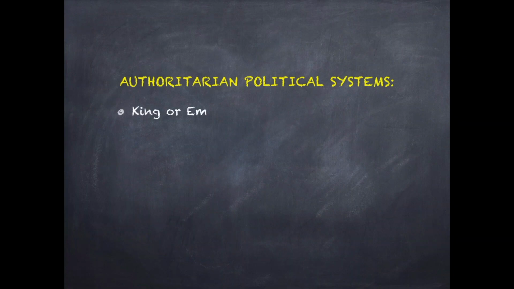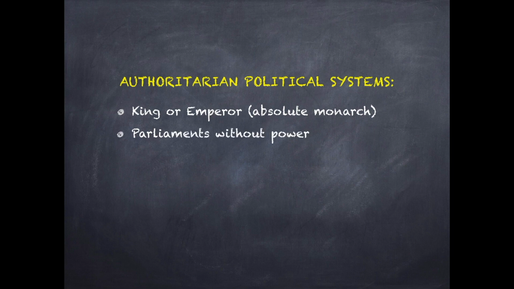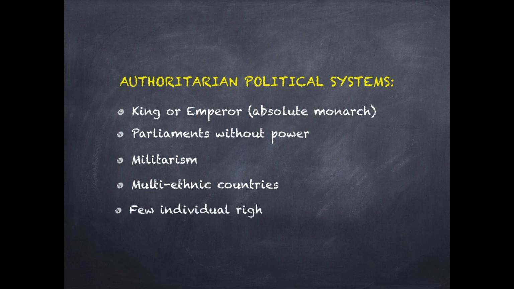The ruler was a king who had all the power. If parliaments existed, they had no power at all. Militarism was usual. These countries used to be multi-ethnic countries, such as the Russian Empire, the Austro-Hungarian Empire, or the Ottoman Empire, and people living in these countries had few individual rights.